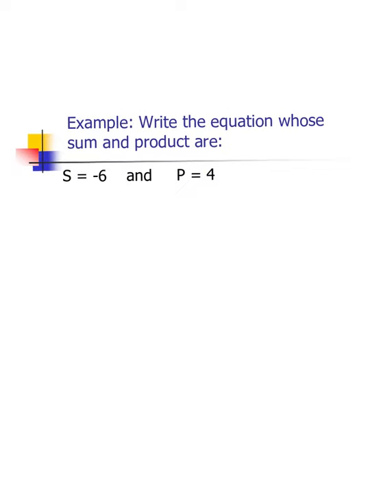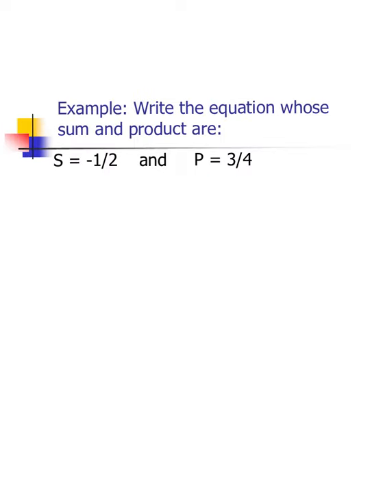If we look at the second one, it says write an equation whose sum and product are. So again, sum and product. So we start with our x squared. We're going to take the opposite of the sum, so plus 6x, then take the product, plus 4 equals 0. Another key point where students sometimes make mistakes, it says an equation. That means you have to have an equal sign, so it has to equal 0.